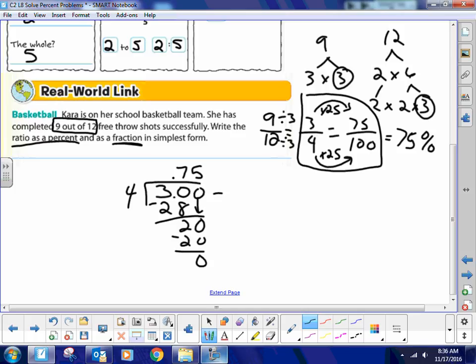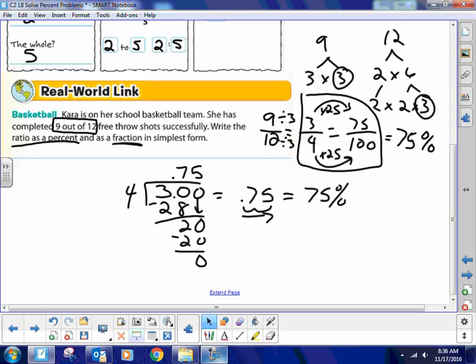Now, once this is 0.75, or I should say 75 hundredths, you can change this into a percent by moving the decimal over 2 times to the right and adding a percent sign, and you get 75%. So either one of these two ways is a great way to figure out the ratio as a percent. Now, in fraction form, that should have been easy for you. You're just writing the ratio as a fraction and then simplifying.